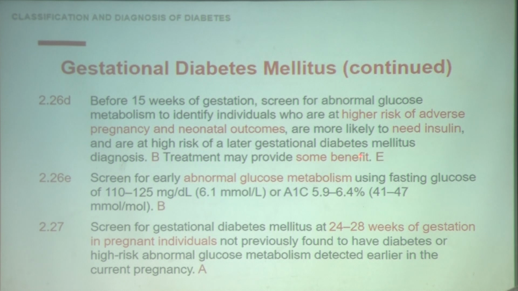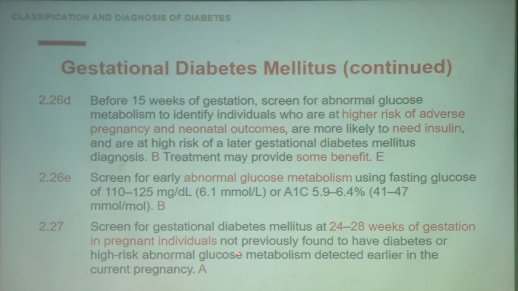In those patients, they require insulin and they have to be on insulin, but the recommendation gives E. There might be some benefit, because still some gynecologists believe OHA will be enough, metformin will be enough. Still it is a dilemma, but there might be some benefit. Then the recommendation E: abnormal glucose metabolism using fasting glucose is very important.